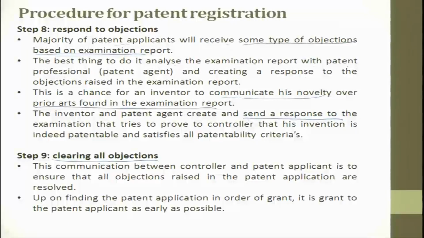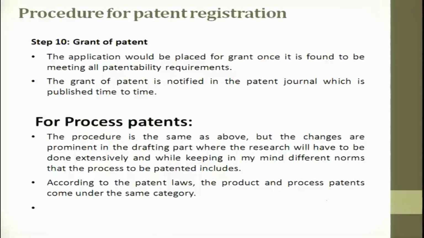So after all the objections are clear, the communication between the controller and the patent applicant is to ensure that all the objections raised are cleared. If you say 50% is cleared, 50% I could not, then they say sorry, you cannot patent your idea. Upon filing the patent application, the order of grant is issued to the patent applicant as early as possible. Then the last step is the grant of patent.